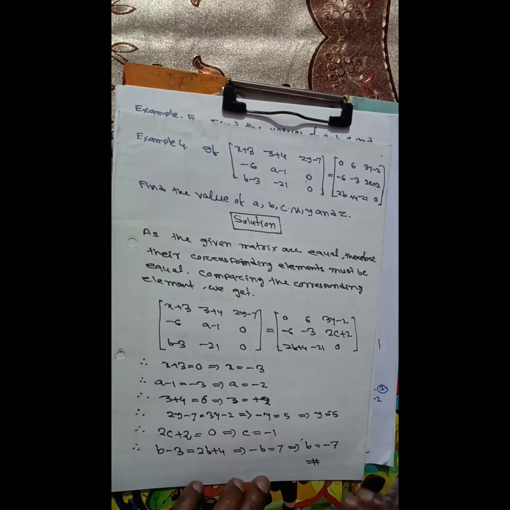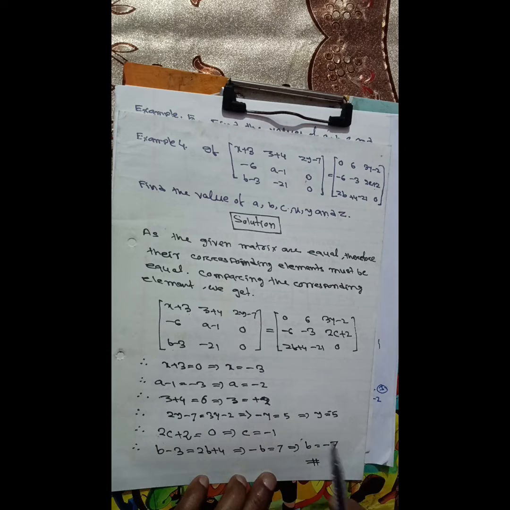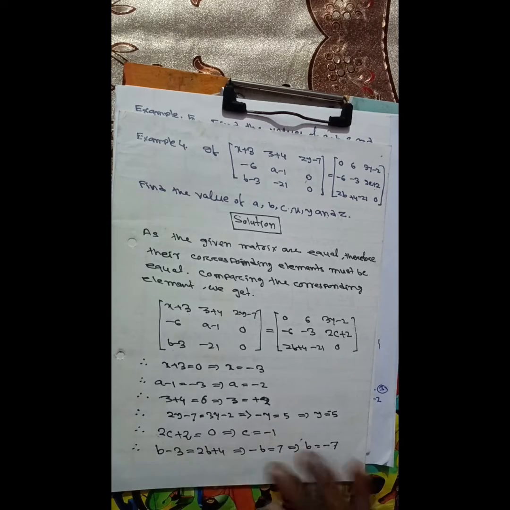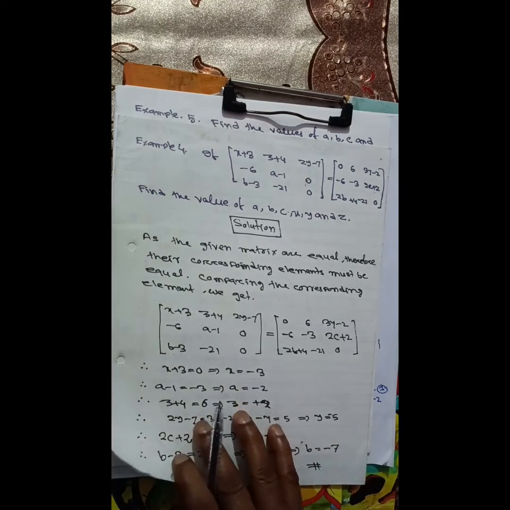That means we get the values x is equal to minus 3, y is equal to minus 5, z is equal to 2, a is equal to minus 2, b is equal to minus 7, c is equal to minus 1. That's all. Very simple problem. Only basic concept is needed.